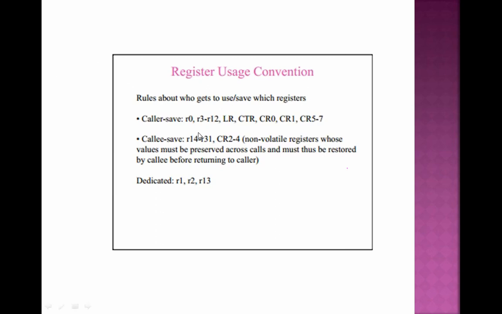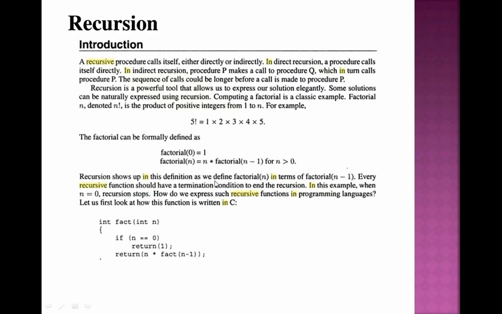There are two types of registers that divide into two categories, that is your caller save, that is your callee save. There are multiple registers like R0, R3, R12, LR, CTR. There is a callee save, that is R14, CR24.